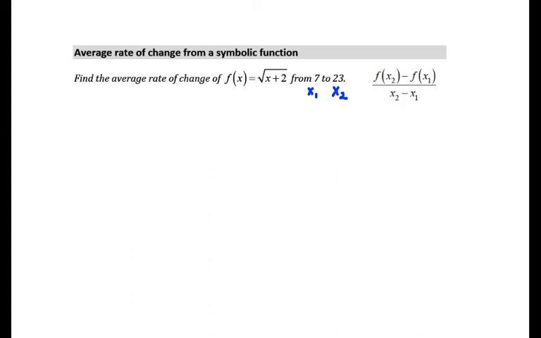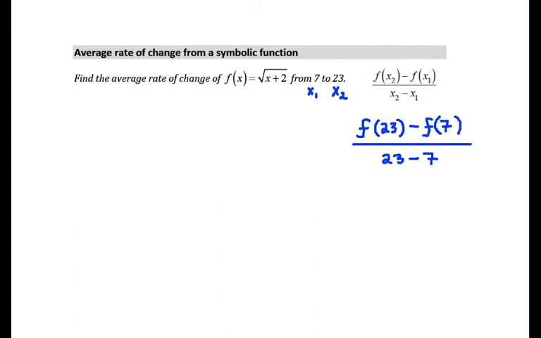So what I'm going to do is say, let's decide first of all that my 7 really is my x1 and that my 23 really is my x2, and just rewrite this using the 23 in place of x2 and using the 7 in place of x1 in both places where they appear. So they're in the numerator and they're in the denominator. Here I'm going to write this as 23 minus 7.